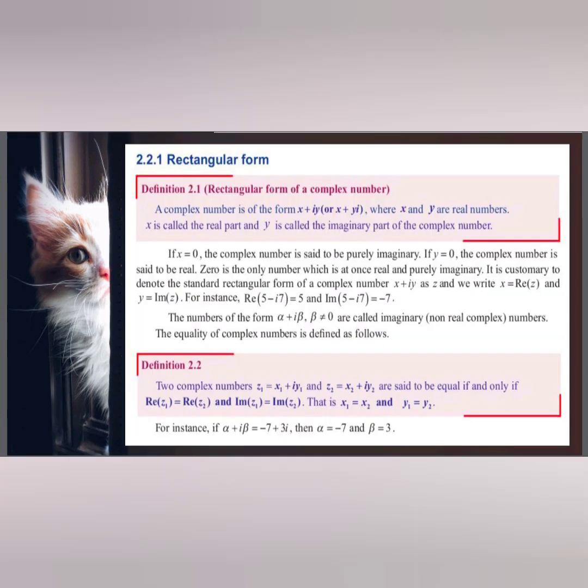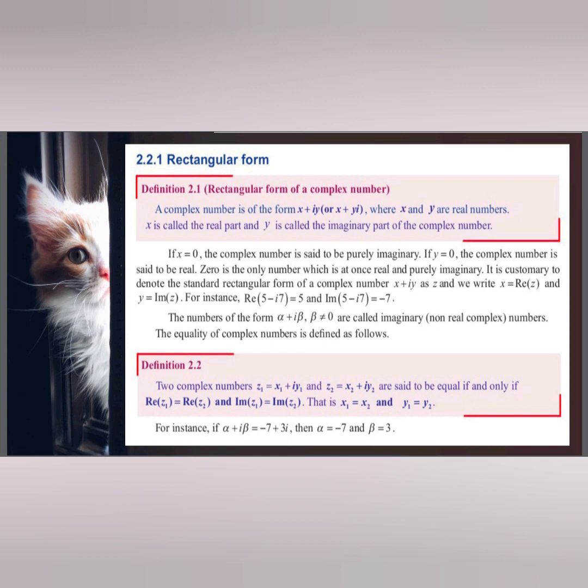First we will see the rectangular form. A complex number is of the form x plus iy, where x and y are real numbers. x is called the real part and y is called the imaginary part of the complex number since it is accompanying the i. If x is equal to 0, the complex number is said to be purely imaginary, and if y is equal to 0, the complex number is said to be real. And 0 is the only number which is at once real and purely imaginary, because you can write 0 as 0 plus i0 also.